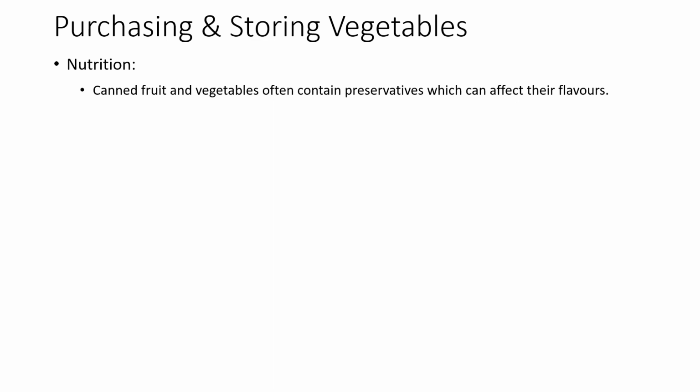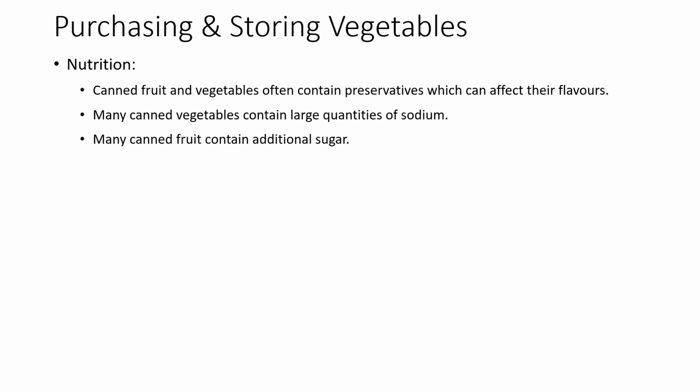Canned fruit and vegetables often contain preservatives that can affect the flavors. Many canned vegetables contain large quantities of sodium, so from a nutritional standpoint, they may not be very good for you. Some fruit, for example, contain additional sugars. I see that the market is changing a little bit now. You're able to buy very low sugar canned fruit, but you have to read the labels.